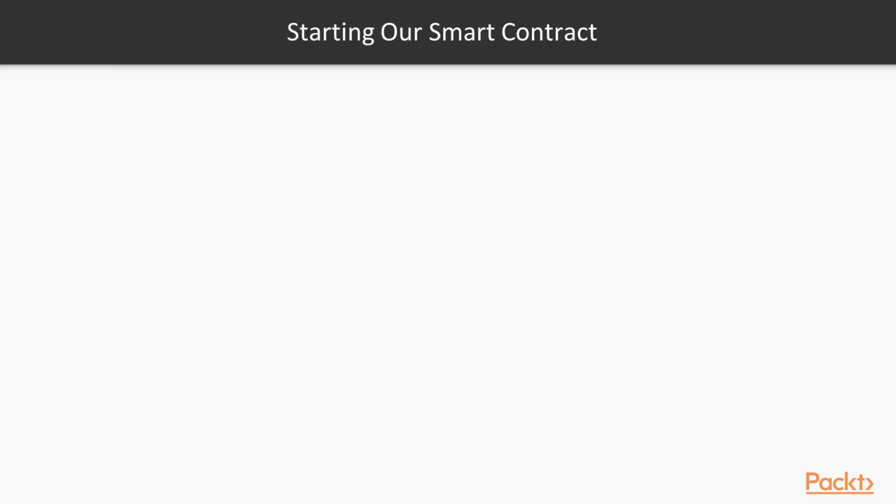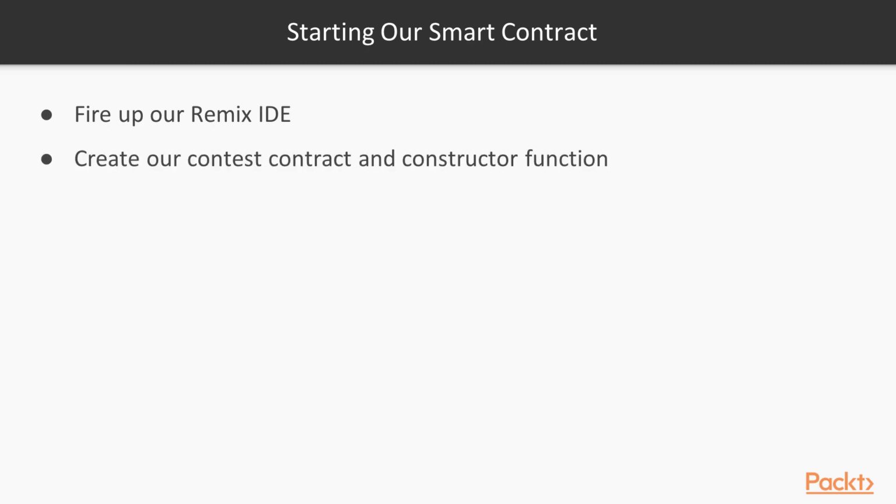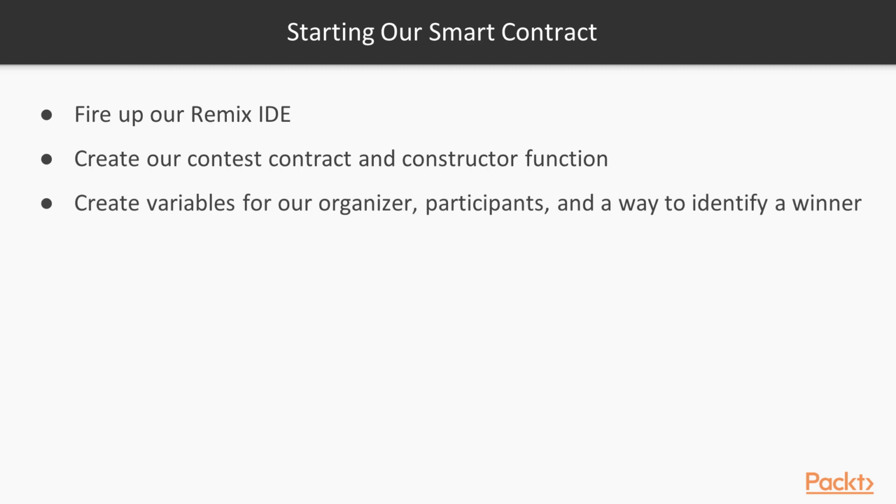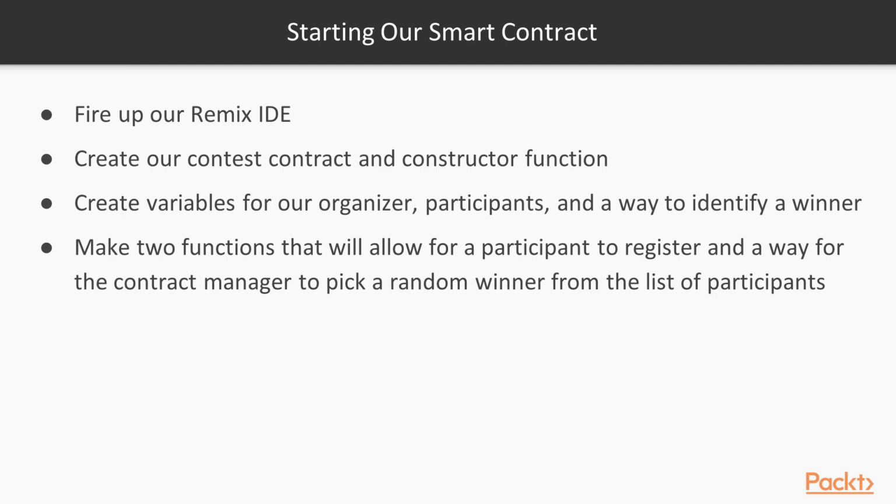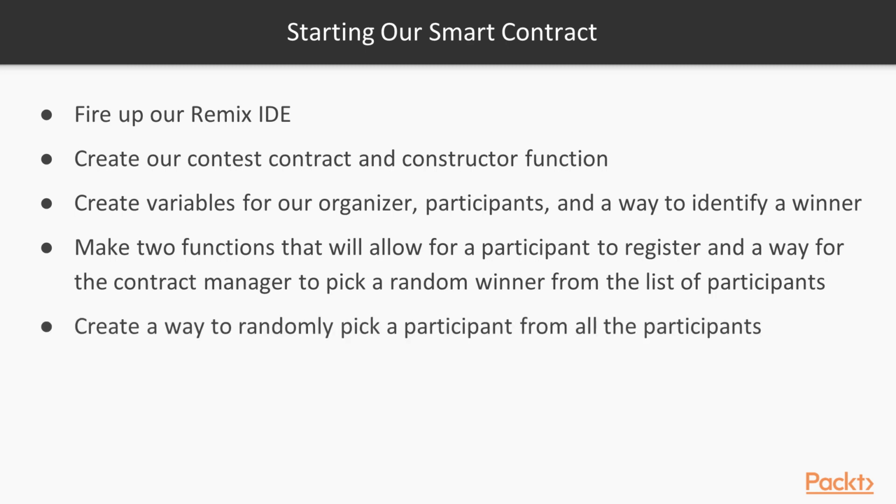So just a quick overview right here. We will fire up our Remix IDE, create our contest contract and constructor function, and create variables for our organizer, participants, and a way to identify a winner. We'll make two functions: one that will allow a participant to register, and one for the contract manager to pick a random winner from the list of participants. Then we will create a way to pick a participant from all the participants completely randomly. So let's head over to our Remix IDE.